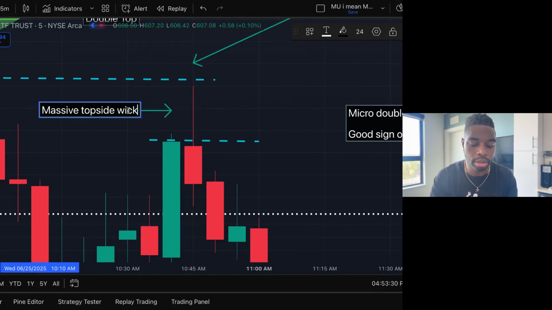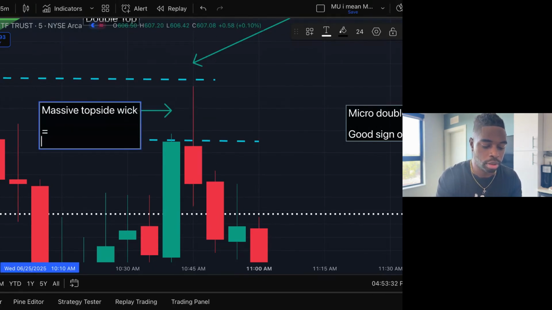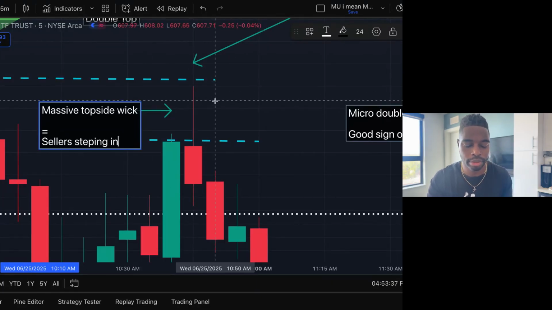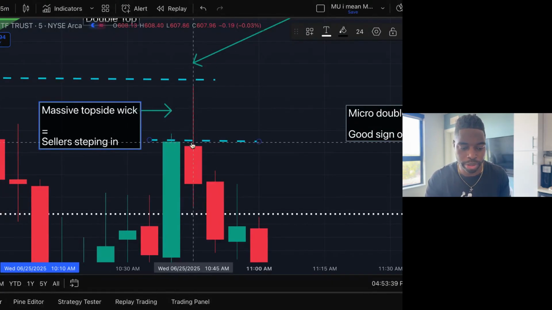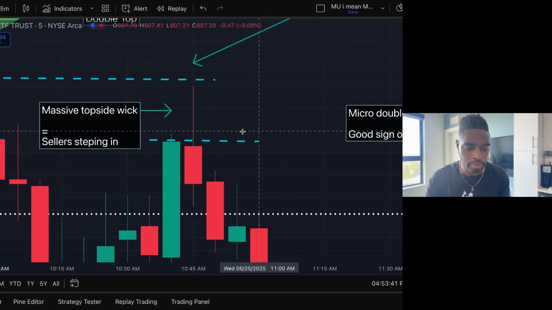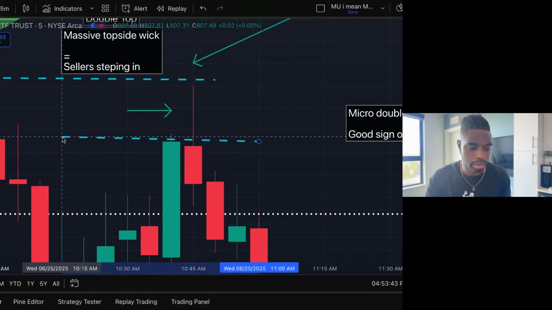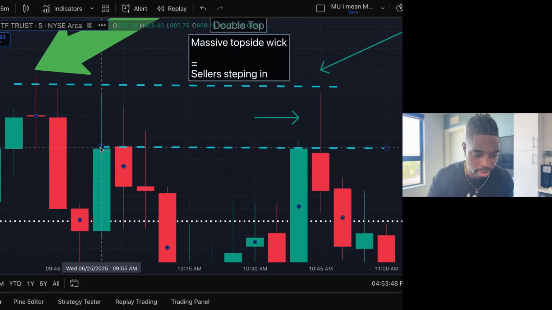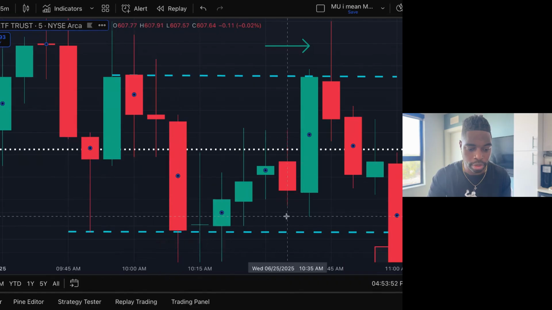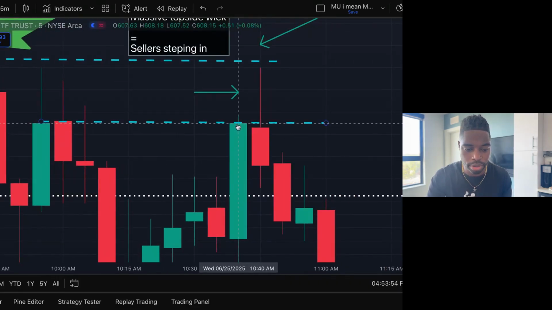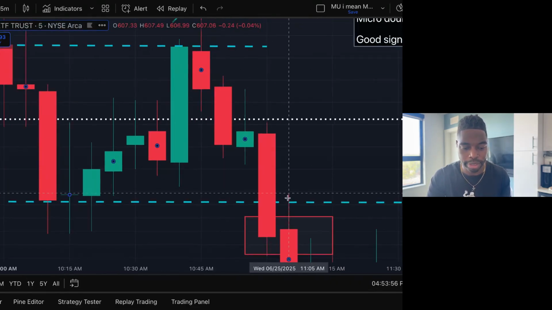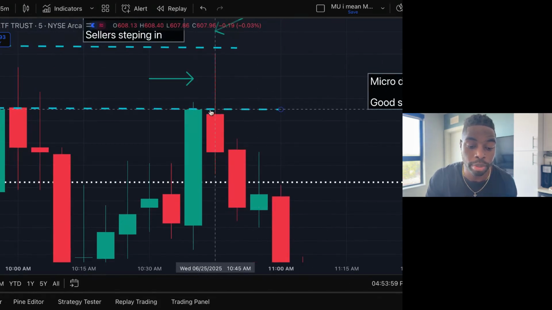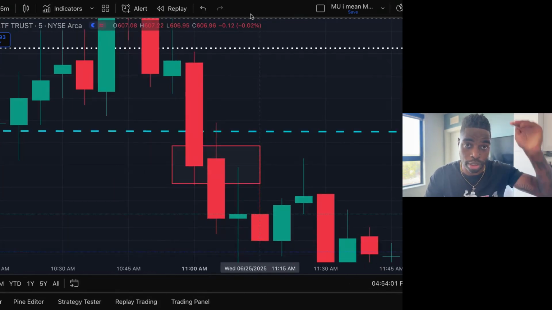Which equals sellers stepping in. Okay, sellers are stepping in up here. And guess what? We push price right back down here. And if you notice, right across from it there was another micro double top, a close and then an open right next to each other, sending us right back down. We get back up, close, and then an open right next to each other, sending us back down. So micro double tops are good signs of reversals down.